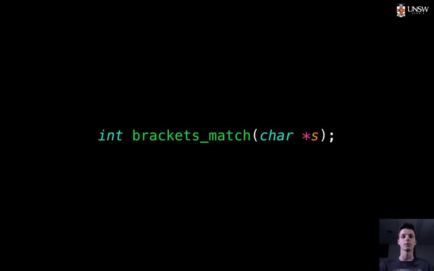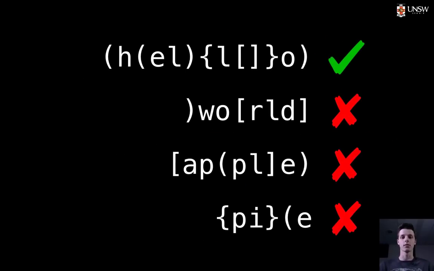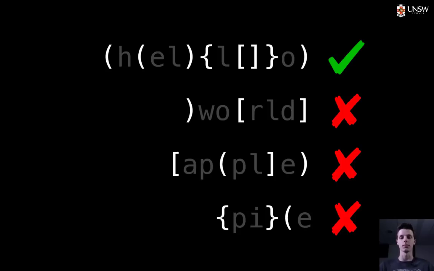Well, let's have a look at some examples. First of all, clearly the non-bracket characters don't really matter, so let's ignore them. And let's first have a look at the first string, the one with hello. It is a matching string because all of the brackets are perfectly nested within each other and they all have a pair, as you can see by the coloring.